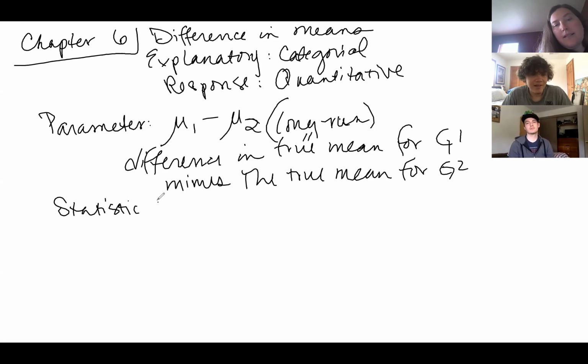So our statistic notation then is going to be x bar 1 minus x bar 2, which is the sample mean for group 1 minus the sample mean for group 2. We'll have that because we calculate that from our samples.